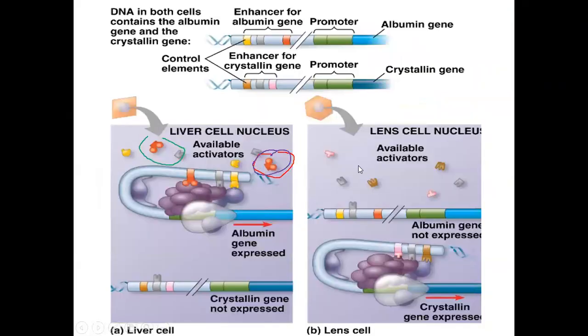So basically what this is saying, and this is great from your book, is that the DNA in both cells contains the albumin gene and the crystalline gene. Don't worry about what albumin and crystalline are, but you just have to know that the genes are there. Now, this is talking about the lens, which is a part of the eye, and then a liver. So this is showing you that the crystalline gene is not expressed in the liver because it did not receive the activator to read this gene, okay? Vice versa, the lens still has the gene to make that albumin protein, but it did not receive the activator to express this gene.